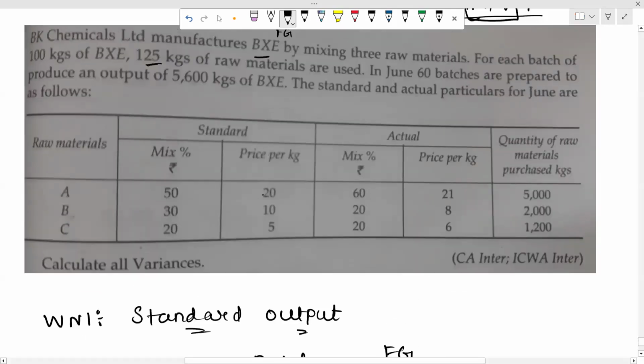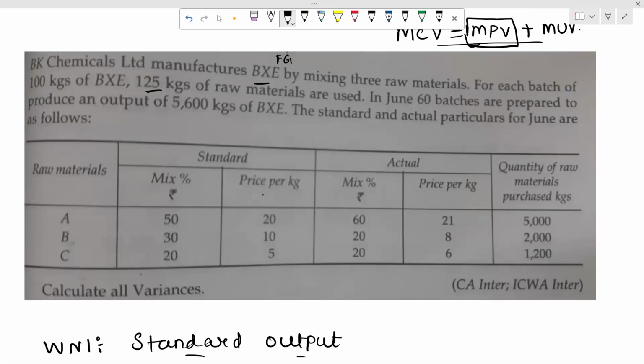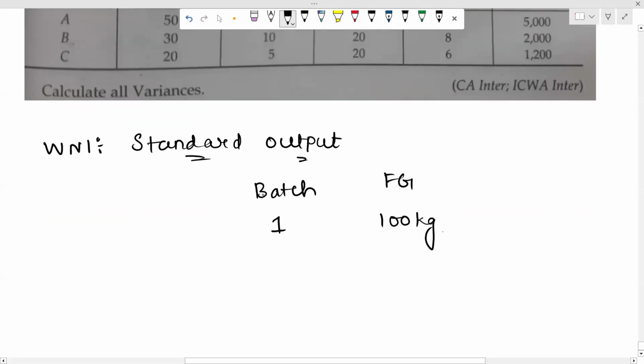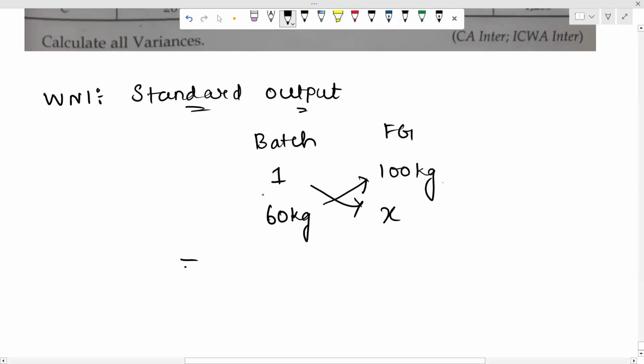In the month of June, we actually worked the actual number of batches is 60 batches. So in one batch, if you can produce 100 kg of finished goods, then for 60 batches, how many kg of finished goods could we have actually produced? So by just simple cross multiplication, we can calculate that the standard output is 6000 kg.